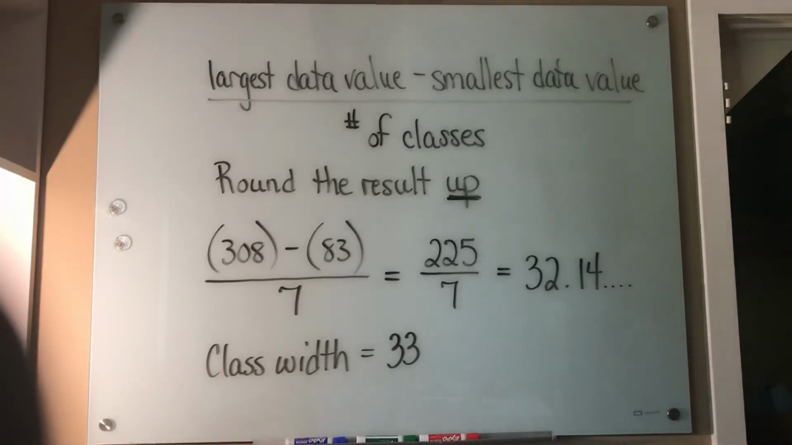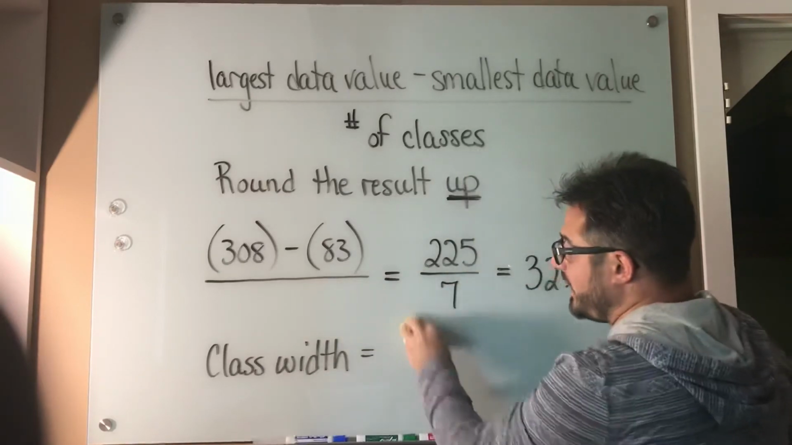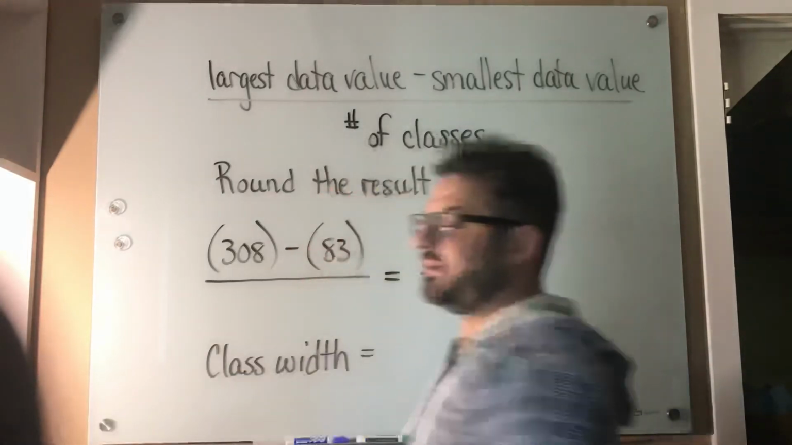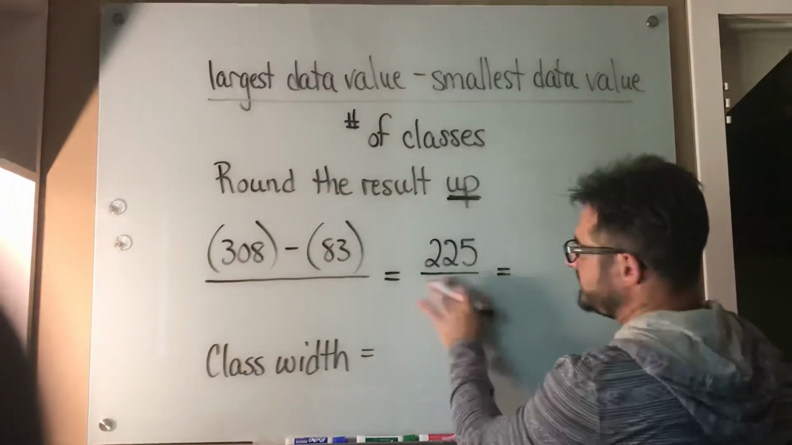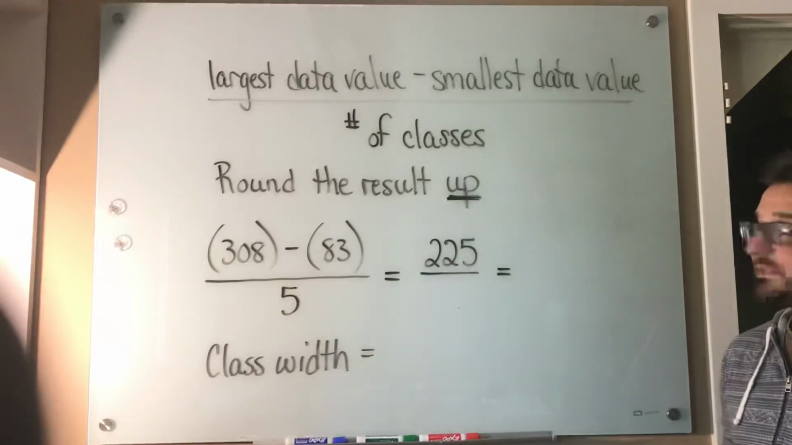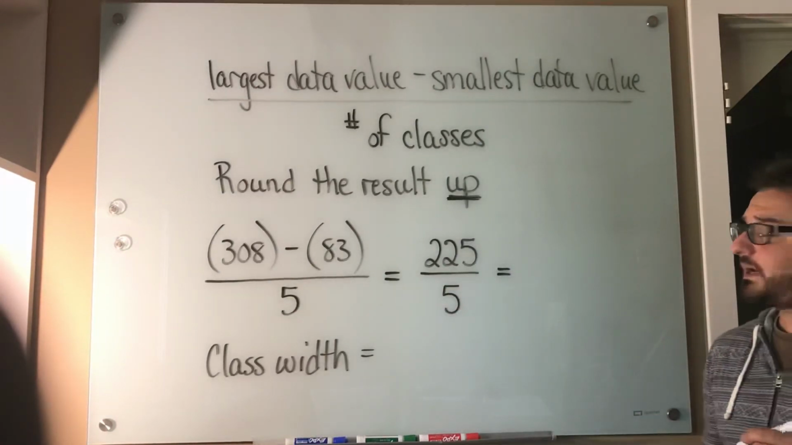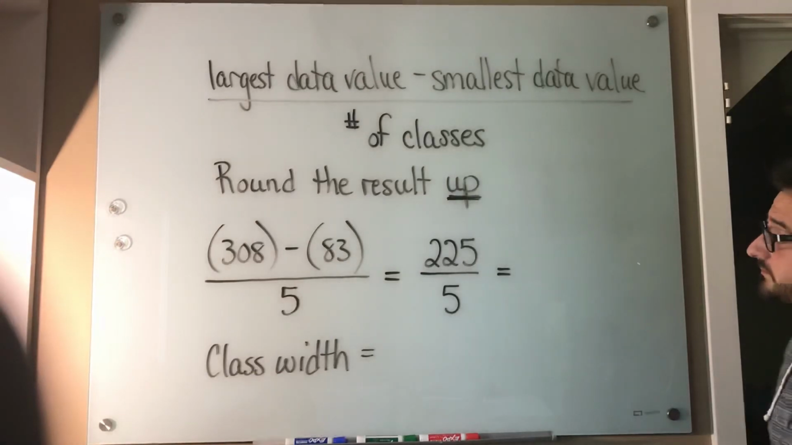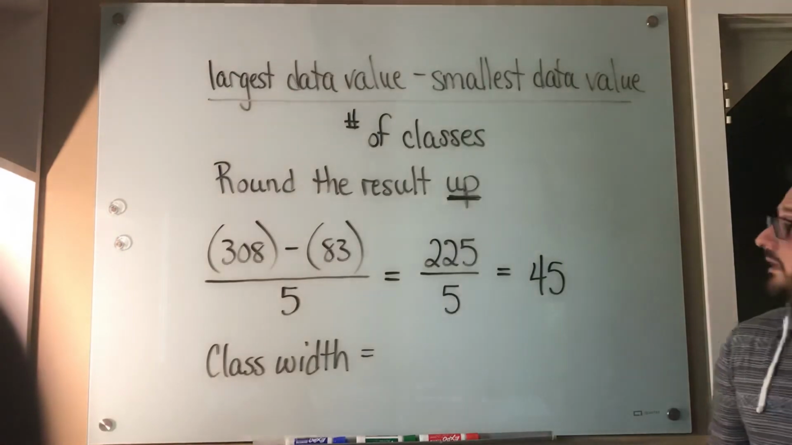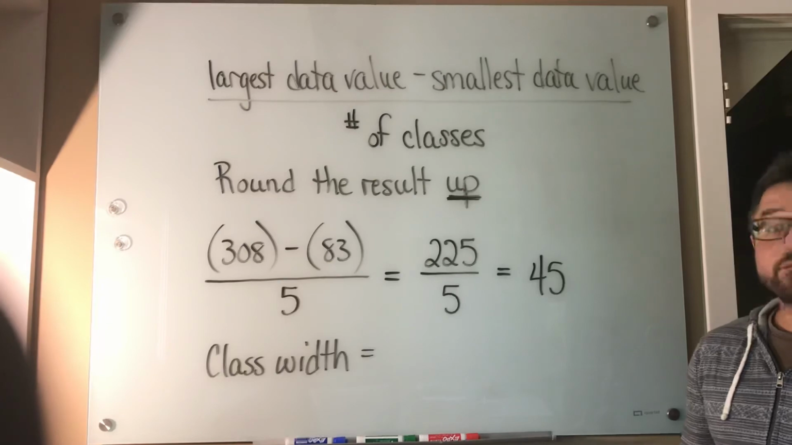Now, occasionally, division does actually result in a whole number. You might think that that's great and that we can leave it where it is. Suppose we were using 5 classes. 225 does actually divide by 5 perfectly. If we're using 5 classes, 225 divided by 5 is 45.